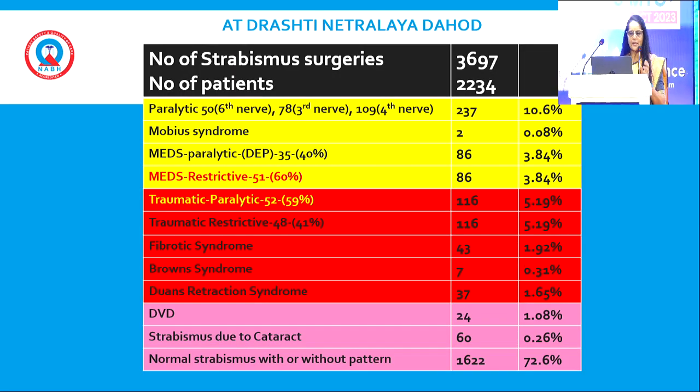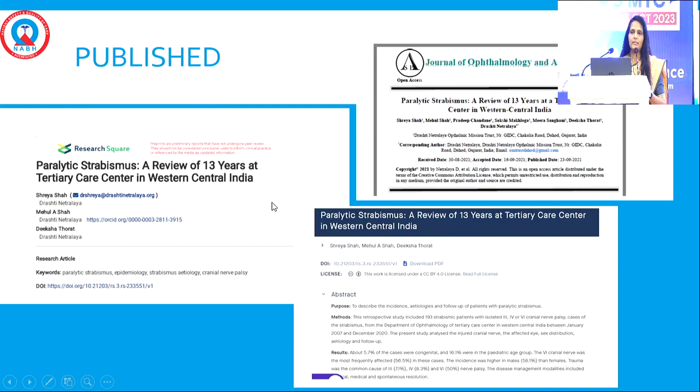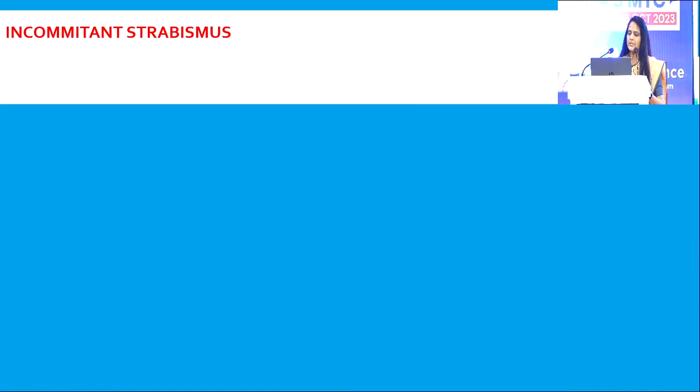I'm going to speak on paralytic strabismus. If you look at the data at Drishti Netralaya, out of 3697 patients, we had almost 237 with sixth nerve palsy, 78 with third nerve palsy, and 109 patients of fourth nerve palsy. Along with that, Mobius syndrome, paralytic varieties of MDS, and traumatic paralytic strabismus. All of this data is already published in IJO, a 13-year experience of paralytic strabismus.